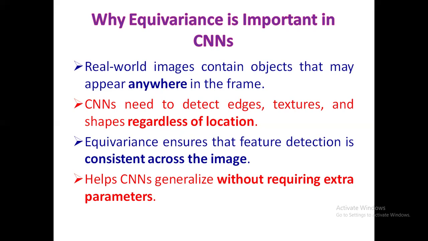Equivariance allows CNNs to maintain consistent feature detection across spatial positions, meaning the same features are identified even if they are shifted. This helps the network learn effectively while using fewer parameters. Without equivariance, the network would have to relearn the same feature multiple times in different positions, which would require much larger models and training data.